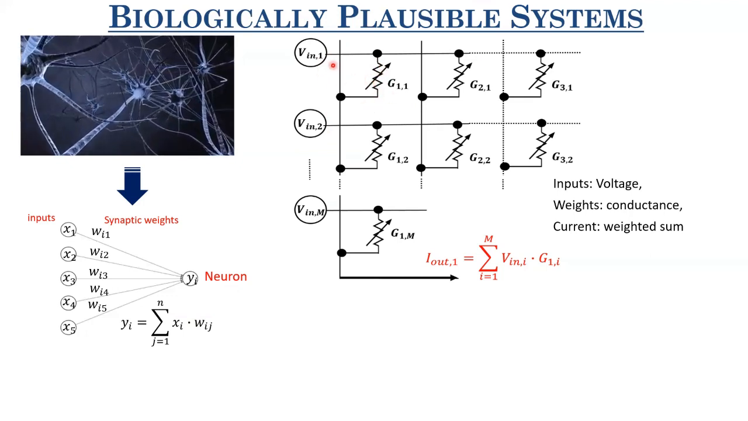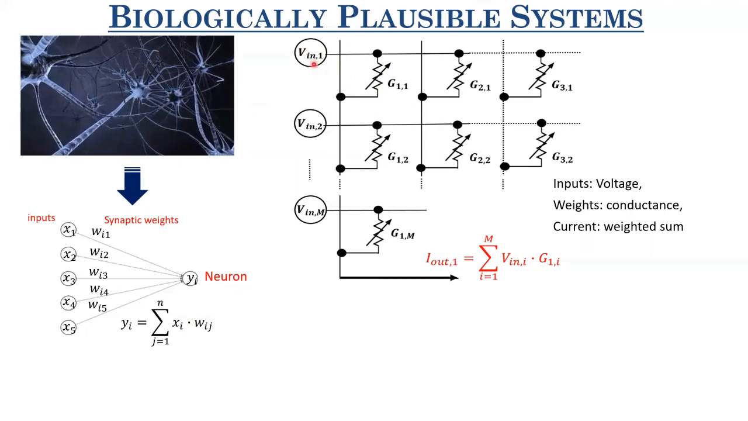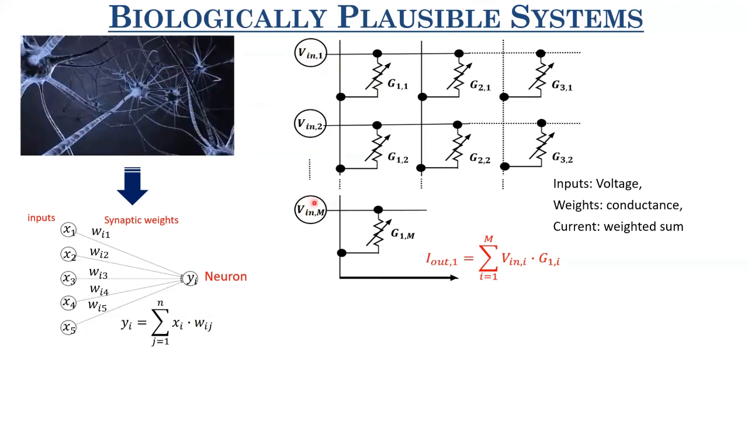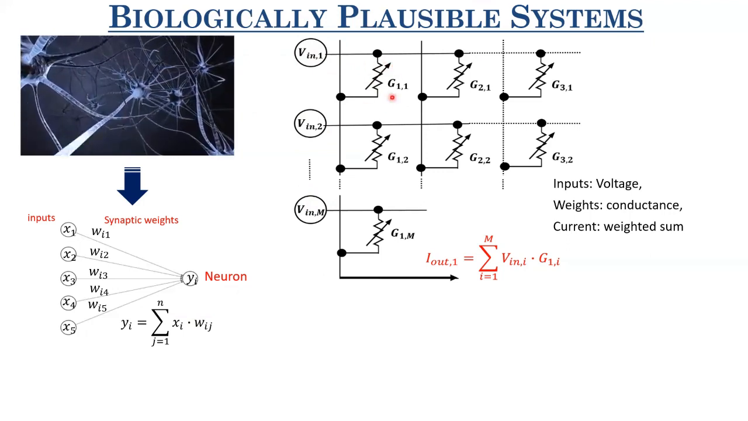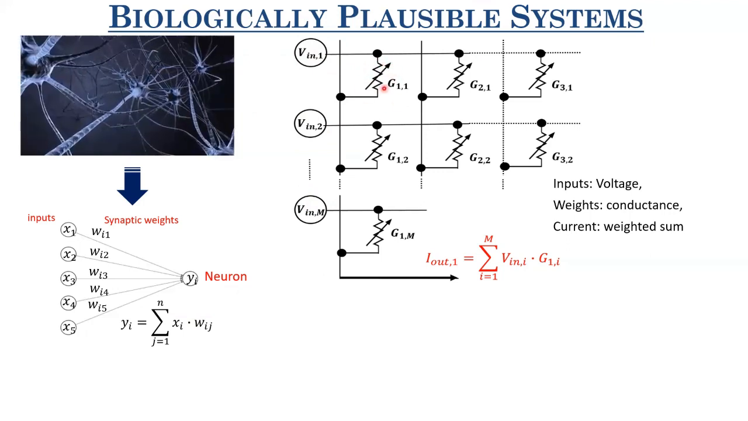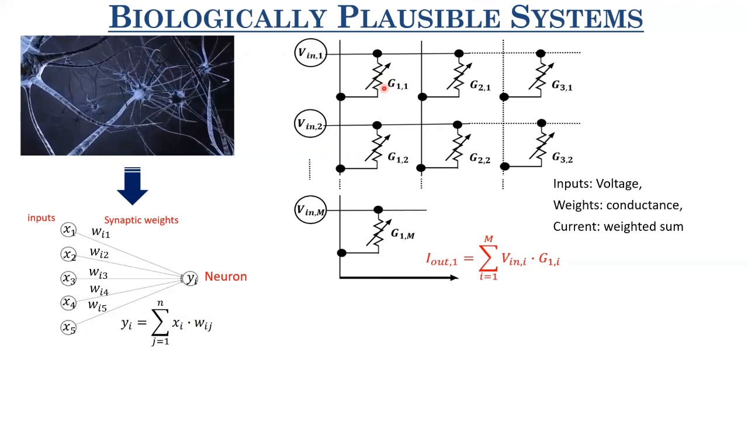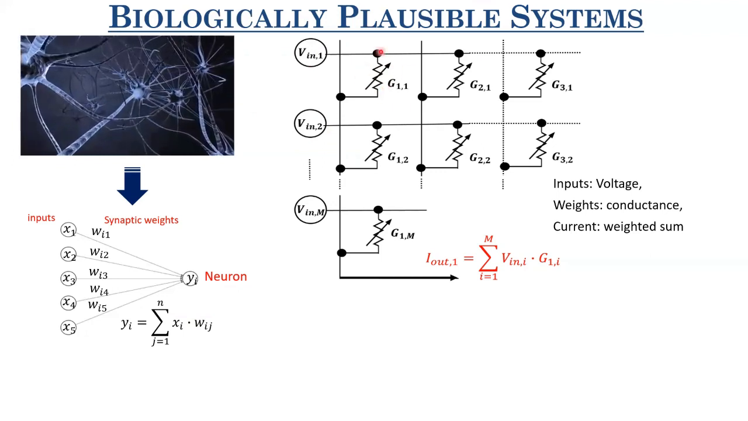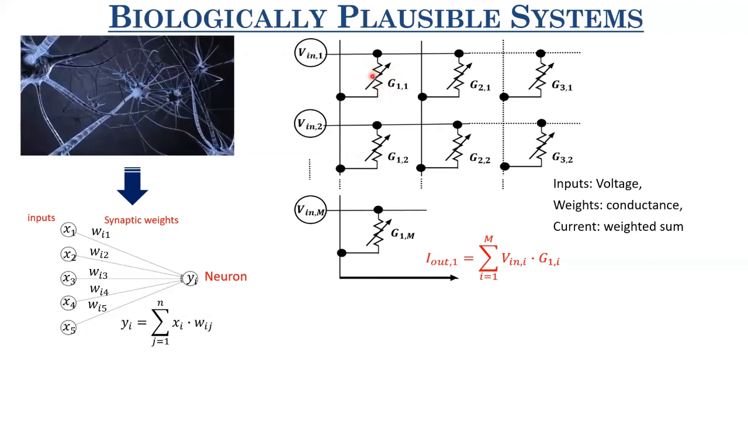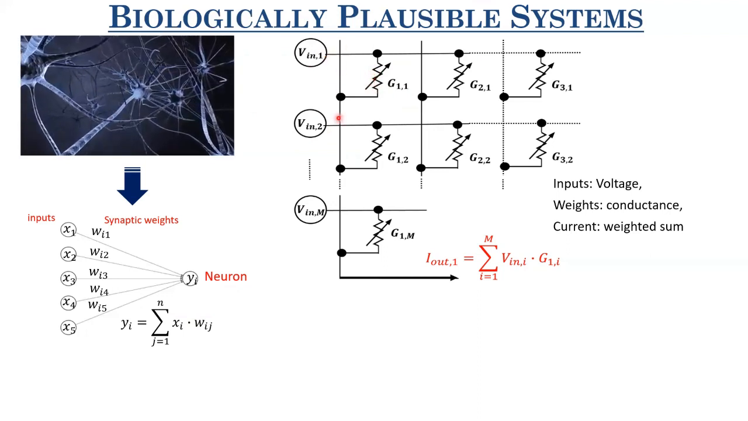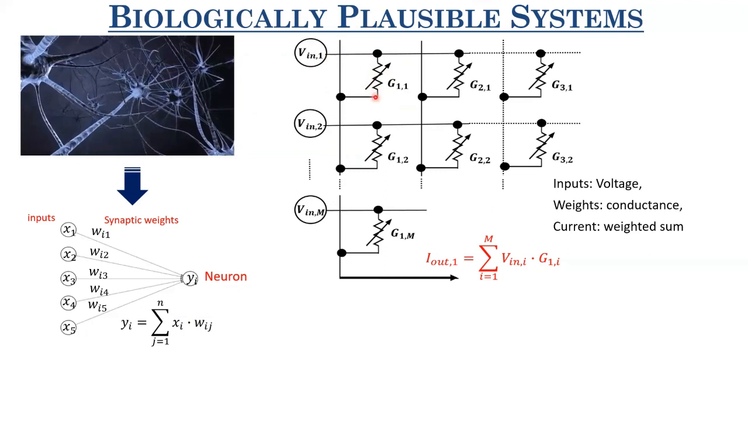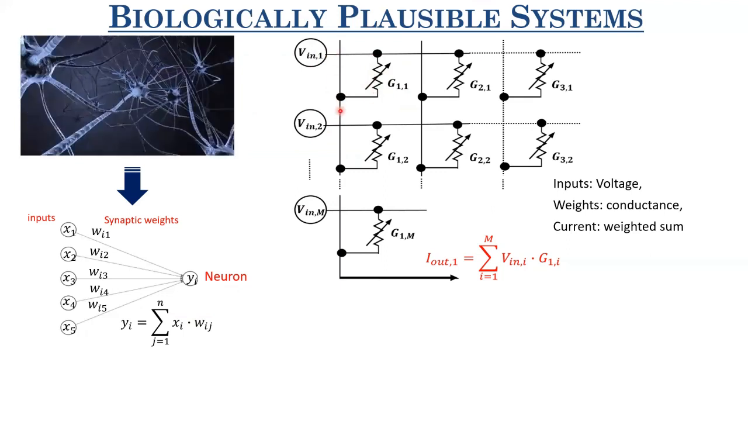Now, if we encode our inputs in the form of the voltages of each row, and we encode our weights in the form of these adjustable conductances. In your neural networks, as you may know, you have to change the weights in order to increase the functionality. So if you encode these conductances in the form of weights, then the current flowing through this node is simply Vin1 times G11, right? So it's V times G.